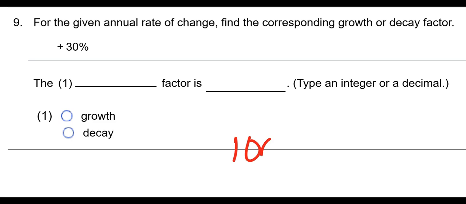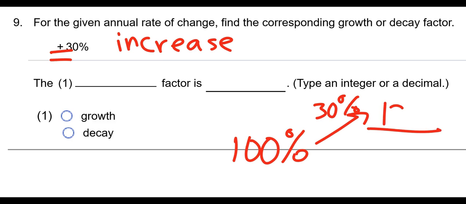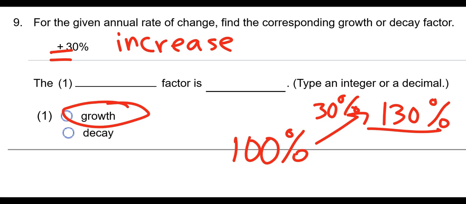If we start with 100% and we go up 30%, now how do I know it's going up? Because they have a positive here, so it is an increase. That's 130%, right? Okay, first of all, is that growth or decay? That is definitely growth. What is the growth factor? Would it be like 1.30? Yes. Move that decimal over 2 places. 1.3. Now, you can write 1.3 or 1.30. I wrote 1.30 just to emphasize that I moved it over 2 places to the left. But if you just wrote 1.3, you'd be fine.